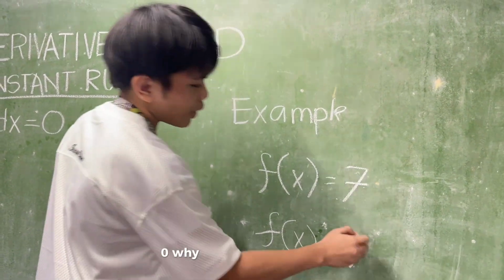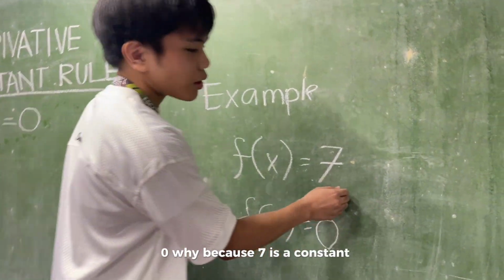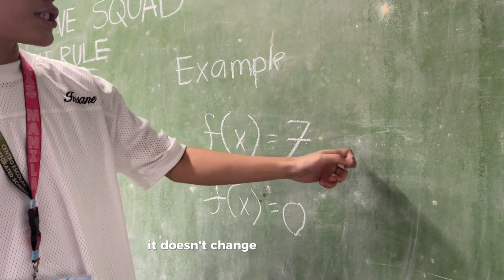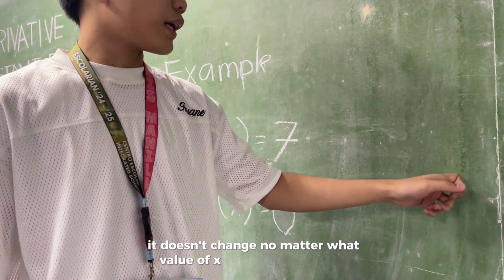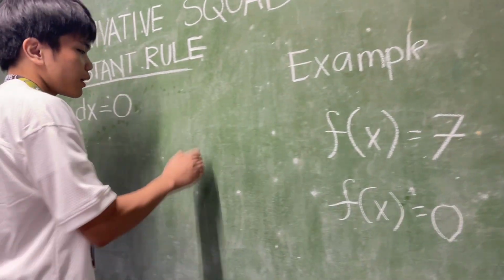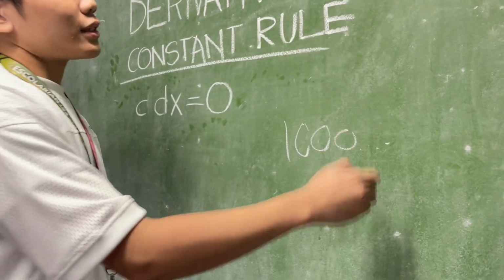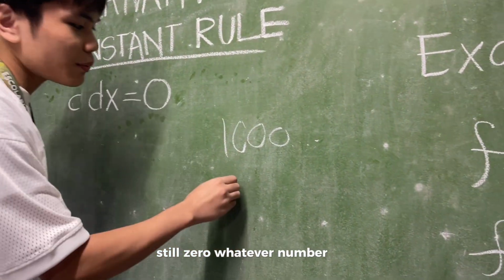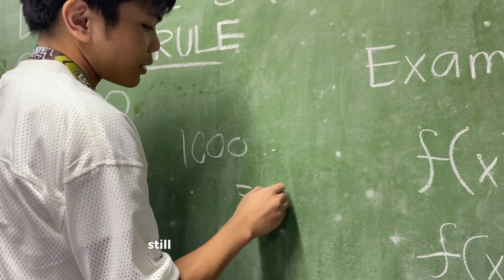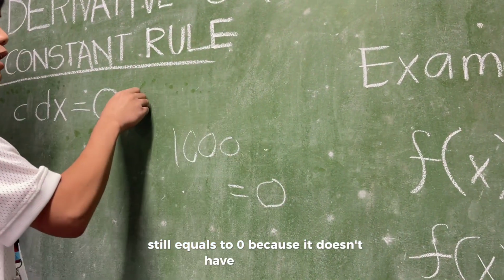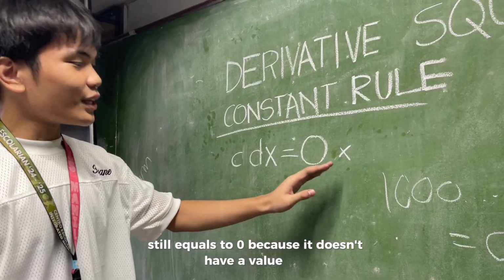0. Why? Because 7 is a constant. It doesn't change no matter what value of x we put in. For example, if we have 1 million, it's still 0. Whatever number it is, it still equals 0 because it doesn't have a value of x.